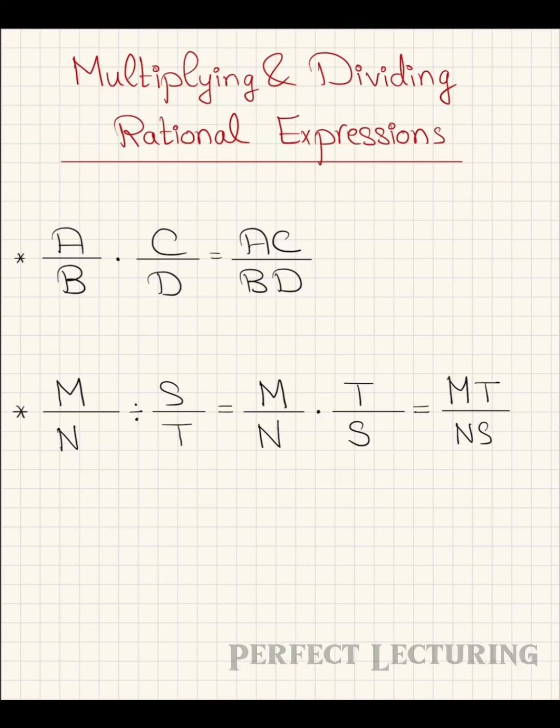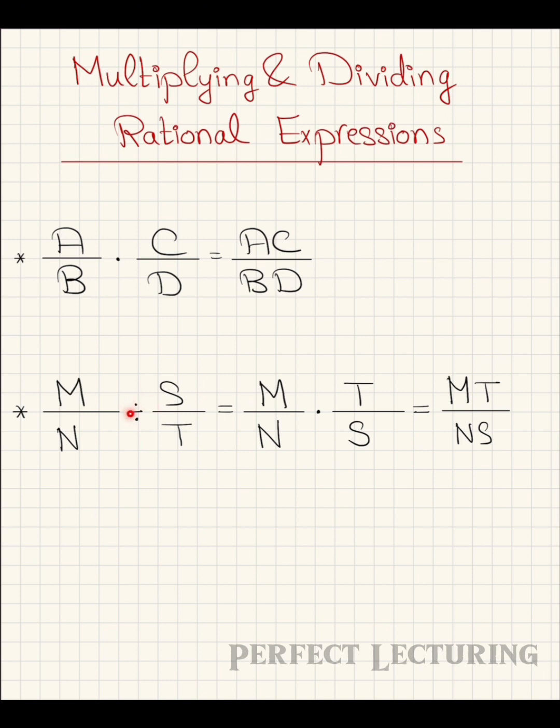We continue with the operations on rational expressions, and we still have multiplication and division. Again, we do the same thing as we usually do in any fraction. So if you multiply any two fractions, all I have to do is to multiply the numerator by the numerator and the denominator by the denominator. That's it.